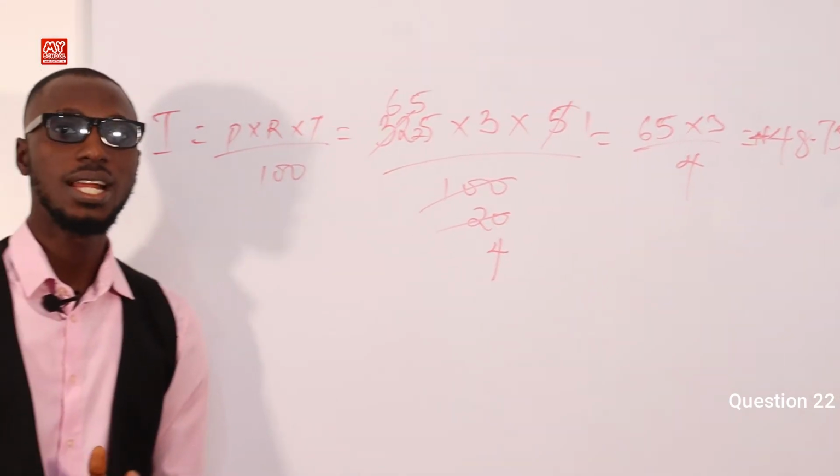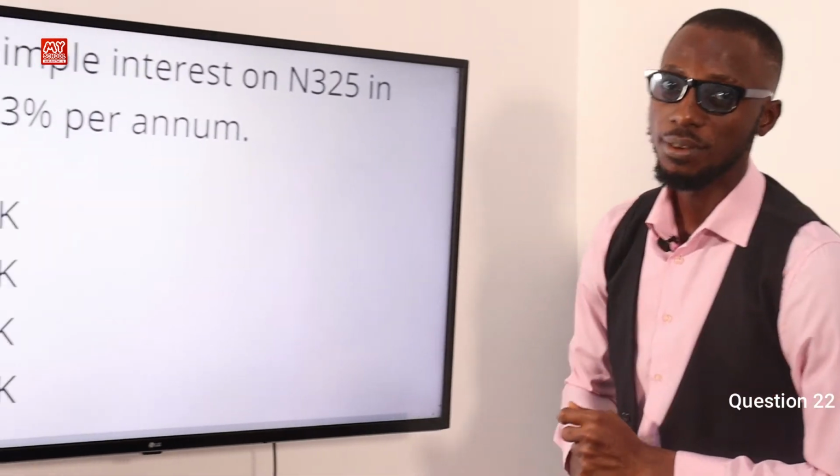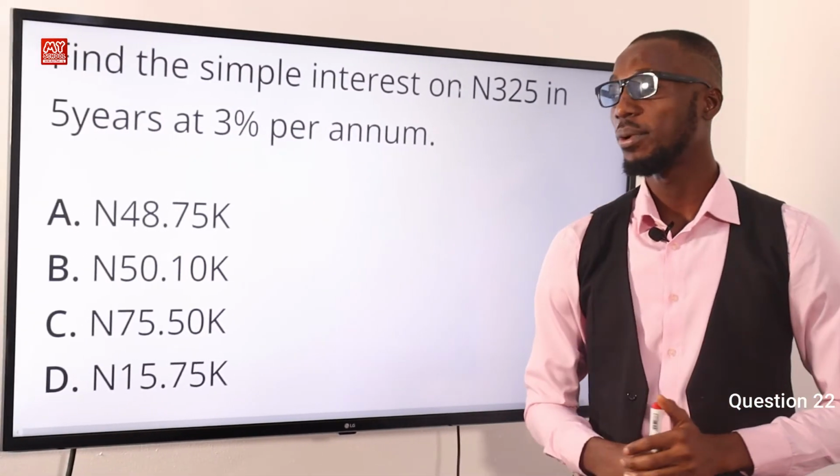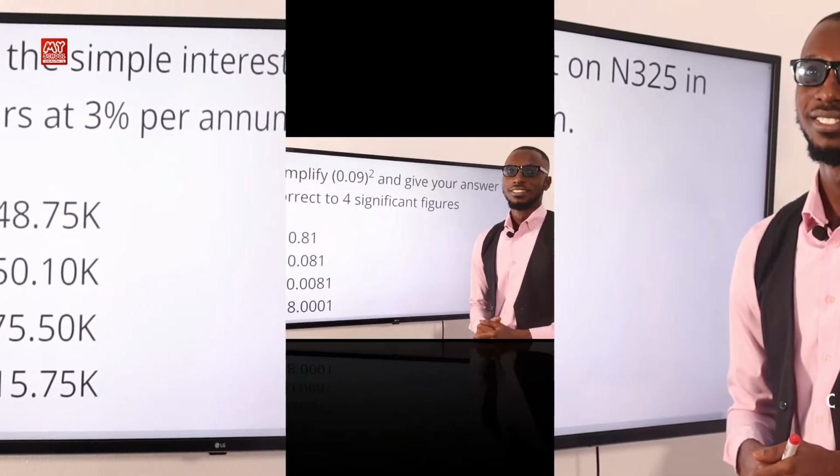Let's go back to the screen and pick out the correct option. 48 naira 75 kobo is found in option A, so option A is the correct option.